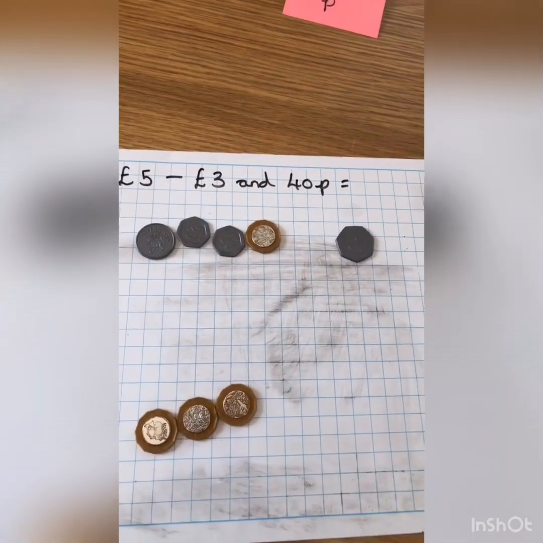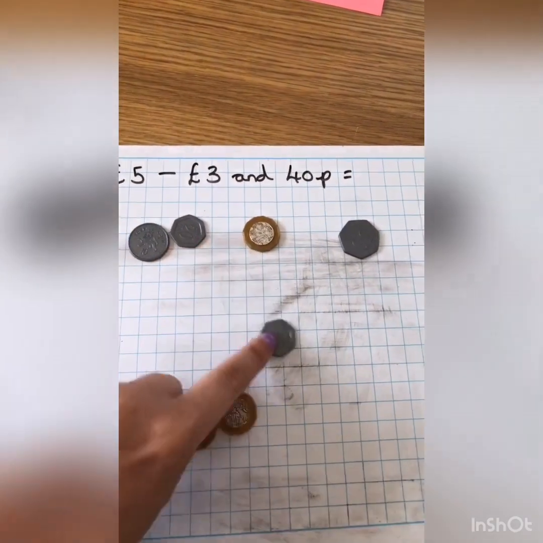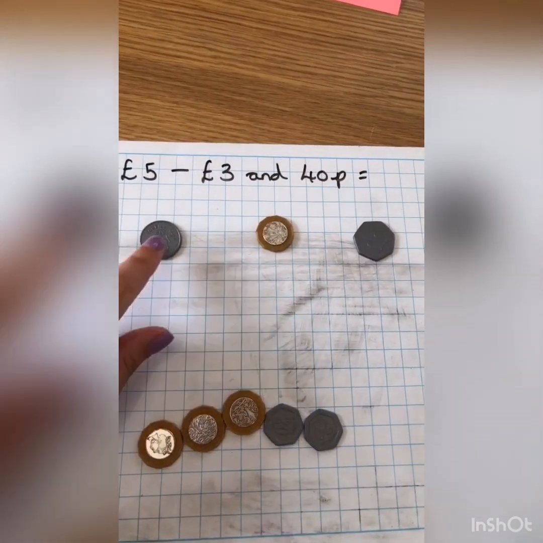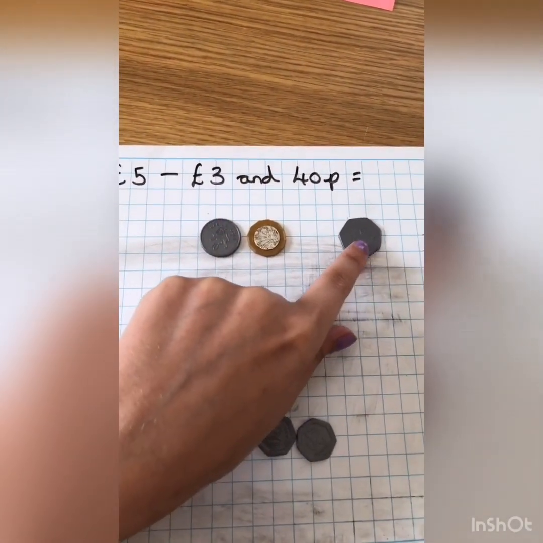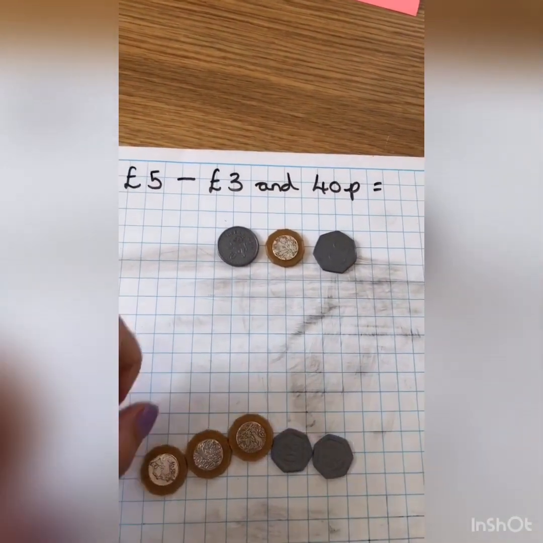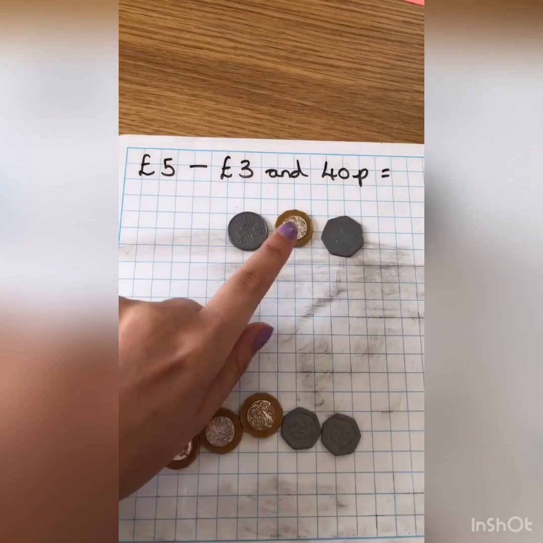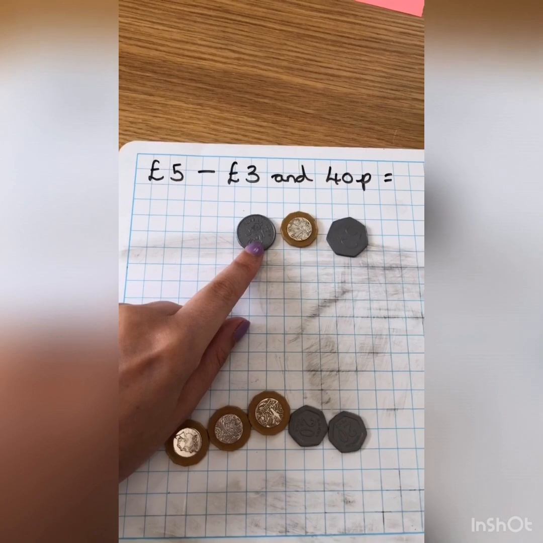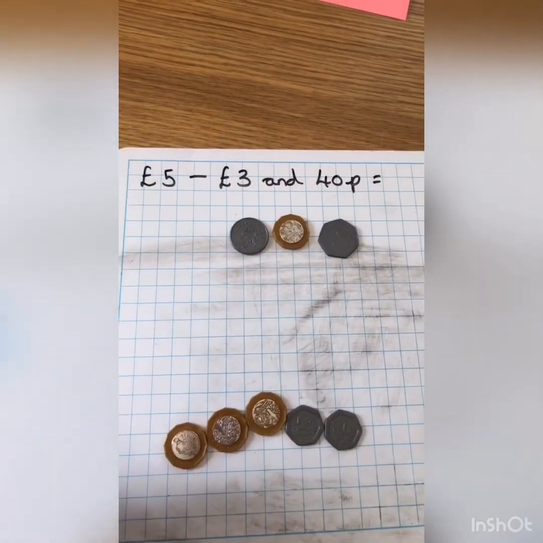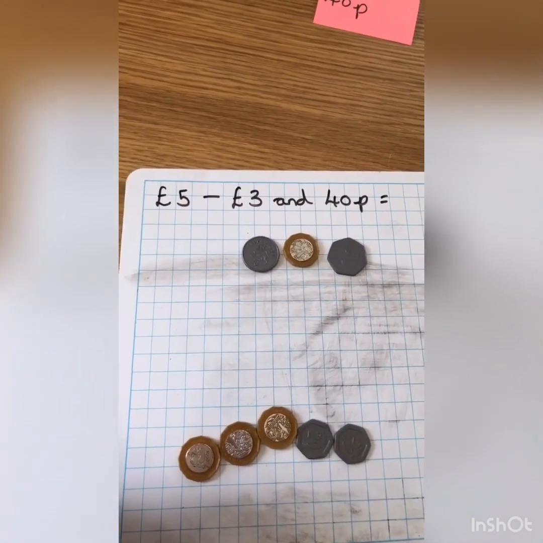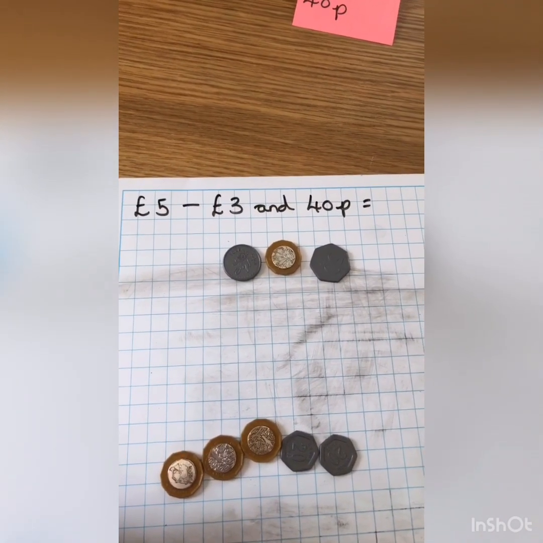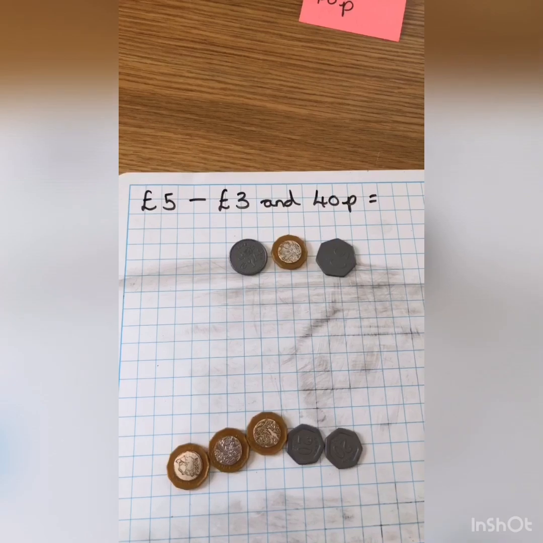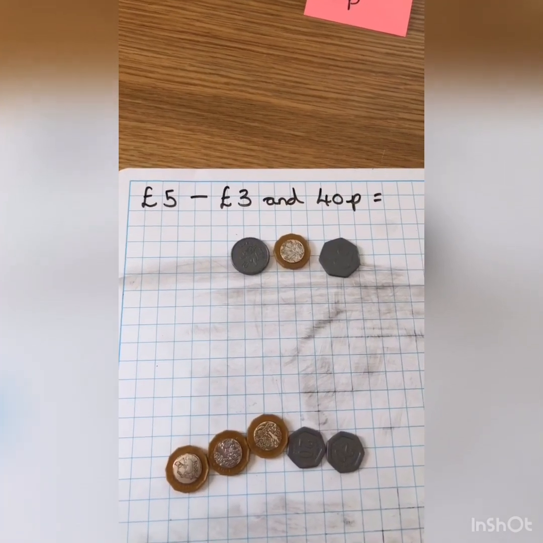So now I can take away my 40p. I'm going to take away a 20p and another 20p to make my 40p. And then what is left is my amount of change. So the amount I have left is £1.50, add another 10p, so £1.60. So my answer of £5 take away £3.40 is £1.60. So my change I would expect to get is £1.60.